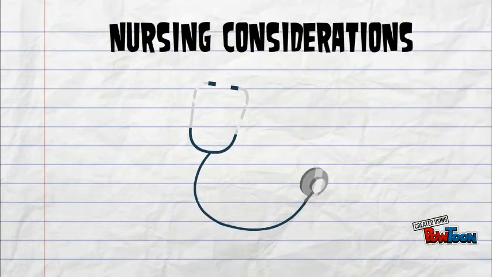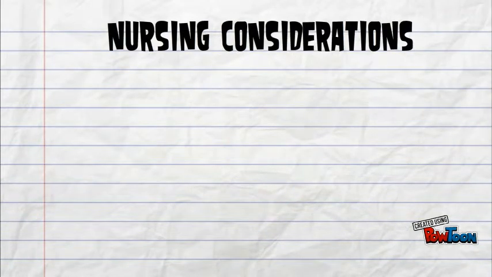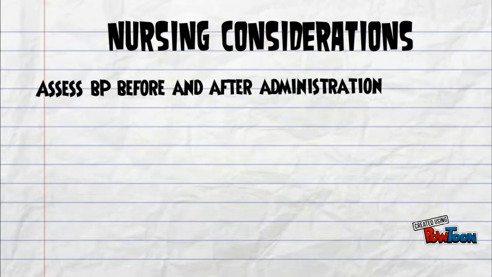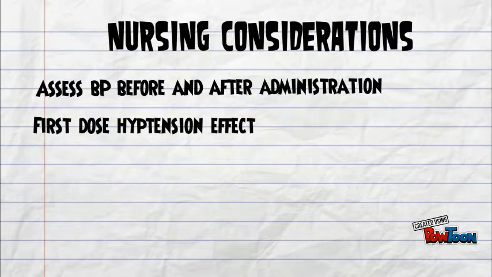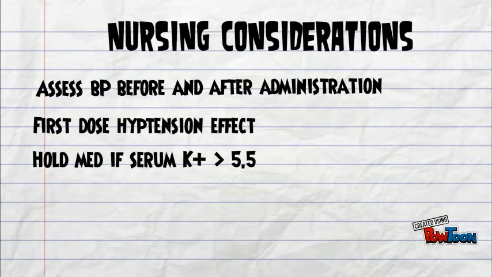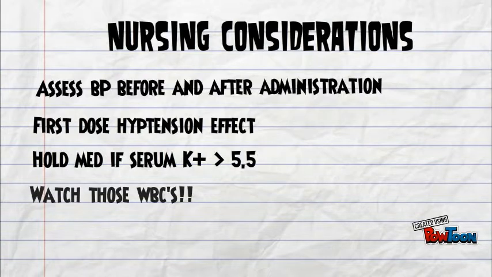Nursing considerations. As a nurse, we would want to monitor our patient's blood pressure before and after administration of an ACE inhibitor drug. After, we would monitor for a first dose hypotension effect. This is because we do not want our patient's blood pressure to drop too low. We would also monitor serum potassium levels and would not administer the drug if the potassium levels were greater than 5.5. Monitoring a patient's white blood cell count is also important for the nurse to do because patients on ACE inhibitors are more at risk for neutropenia.